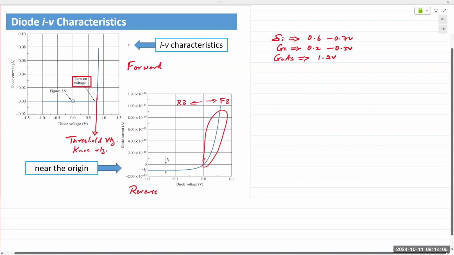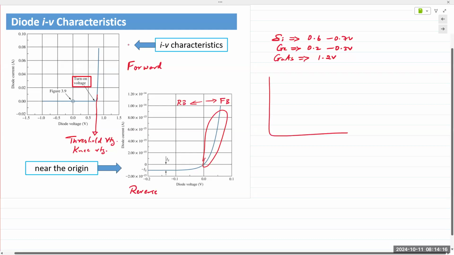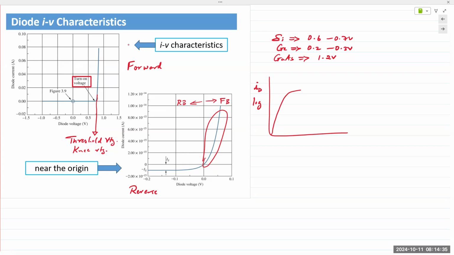And when you did the PSpice simulation, if you plotted the diode current on the log scale, you would have been able to see something like this that went through the origin. If this ID was in the log scale, okay? Because the log scale will allow you to zoom into 10 raised to minus 14, 10 raised to minus 15 values, okay? So that was the point.